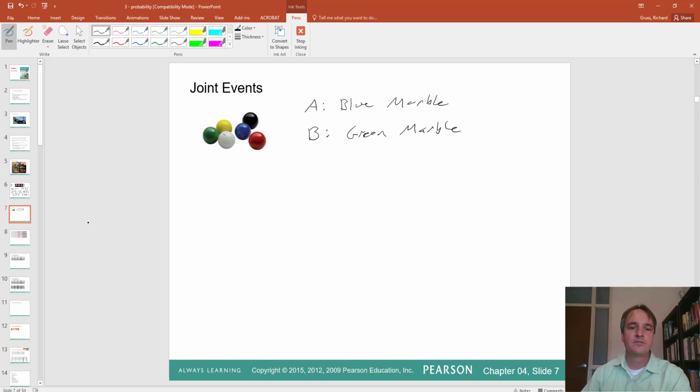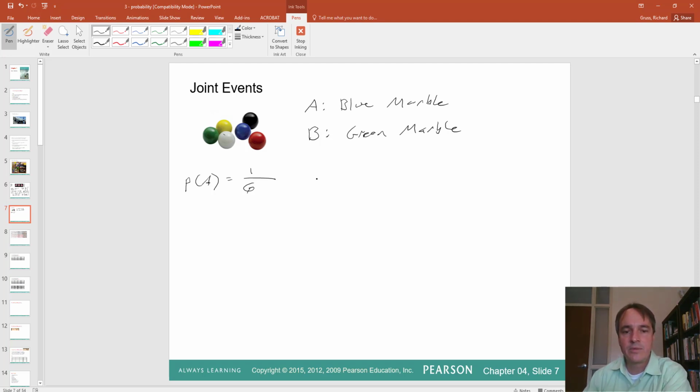Now I might ask, what's the probability of A? What's the probability of drawing a blue marble? Well, using the same intuition that we used last time, the number of ways of drawing a blue marble is 1. There's only 1 blue marble. And we divide that by the total number of outcomes in the event space. In this case, there are 1, 2, 3, 4, 5, 6 marbles. So the probability of event A is 1/6, and that satisfies the range criteria. That's somewhere between 0 and 1.